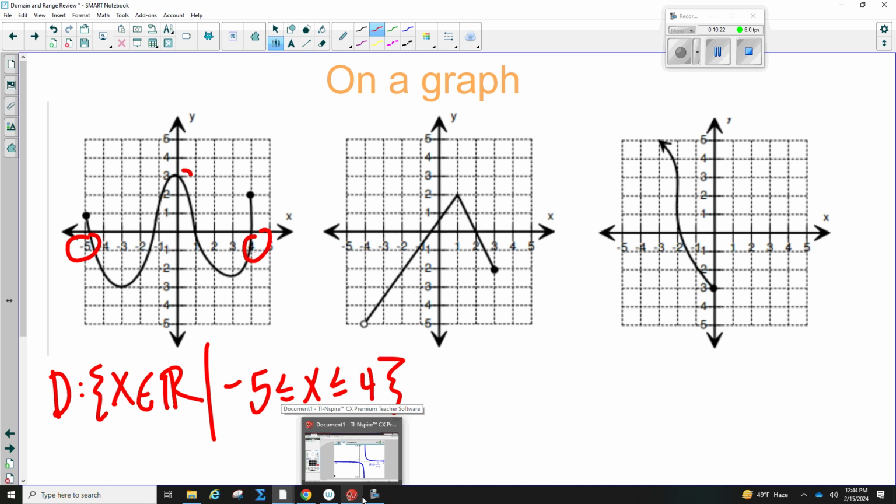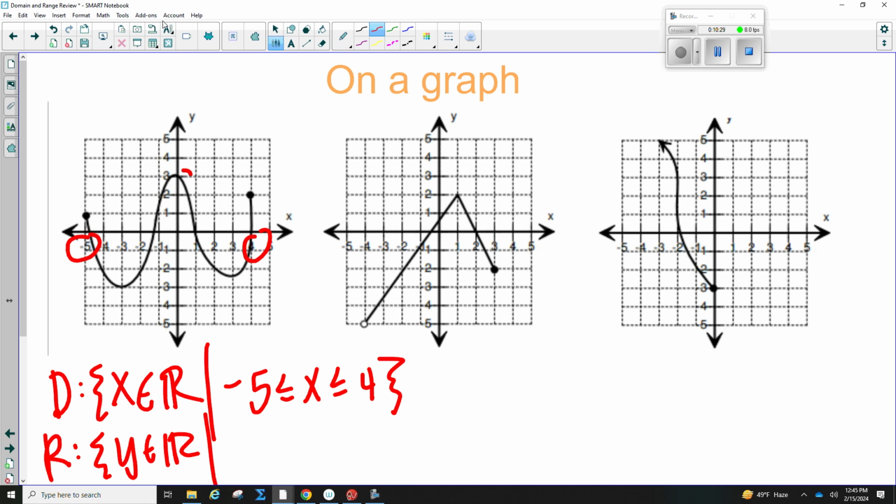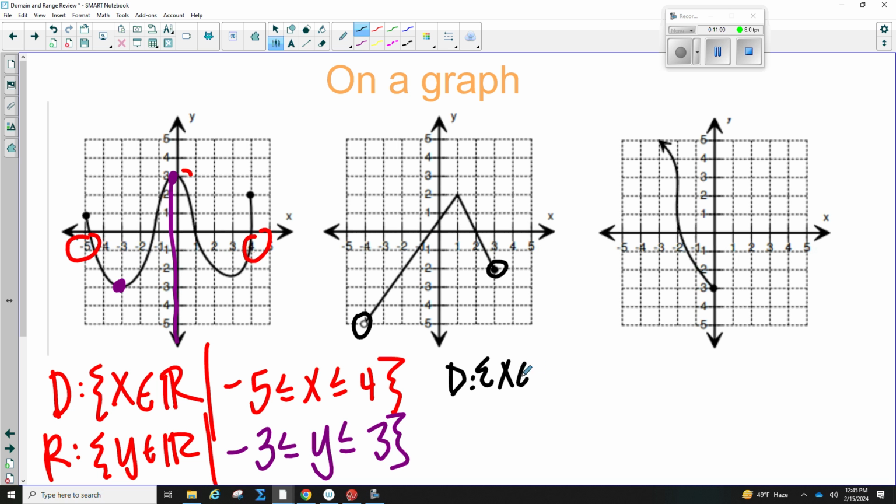Okay? Now we've got range. Range is y's, so y is an element of r such that. Now for range, you start at the bottom. Where do you start? Yeah, -3 up to +3. Even if there are no whole dots, it is assumed that there are whole dots. We went from -3 to +3. Okay, let's do this one. What is the domain, you guys? Oh, I think that's actually -4. -4, okay? So -4 is less than x is less than or equal to 3, okay?